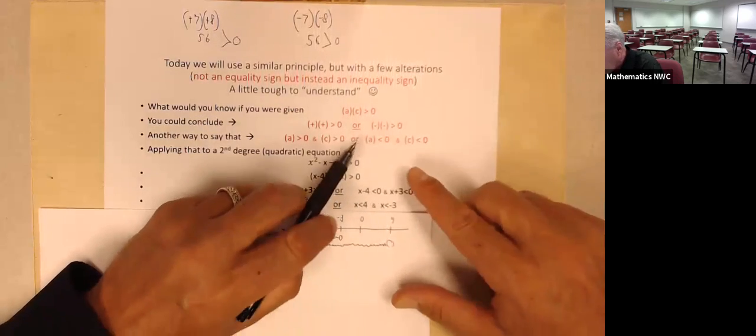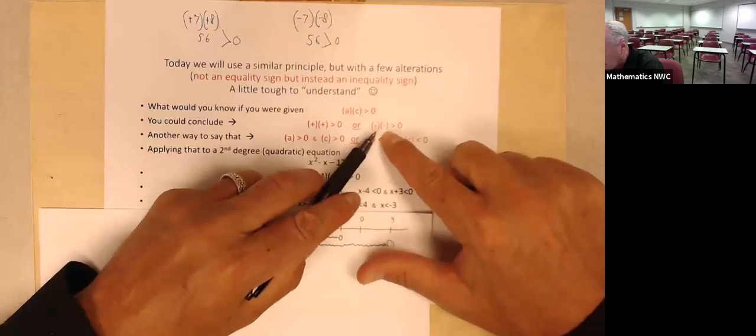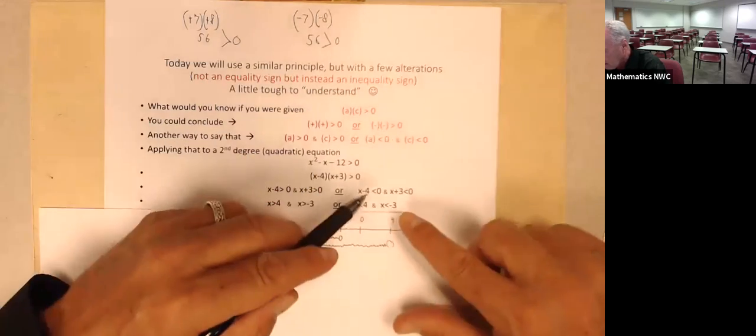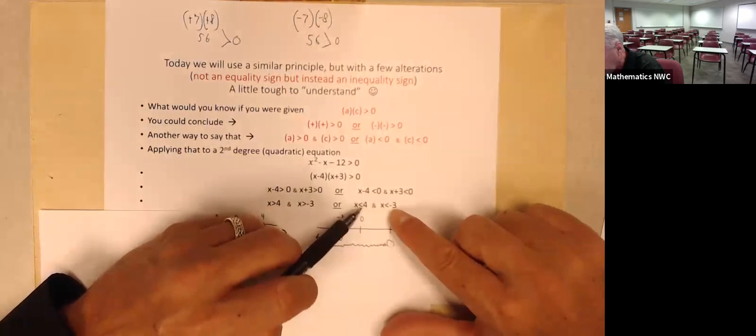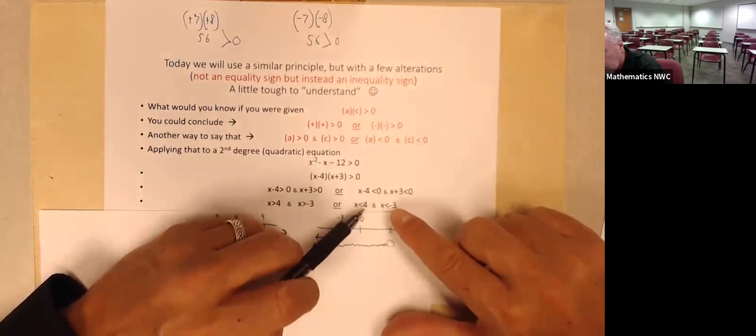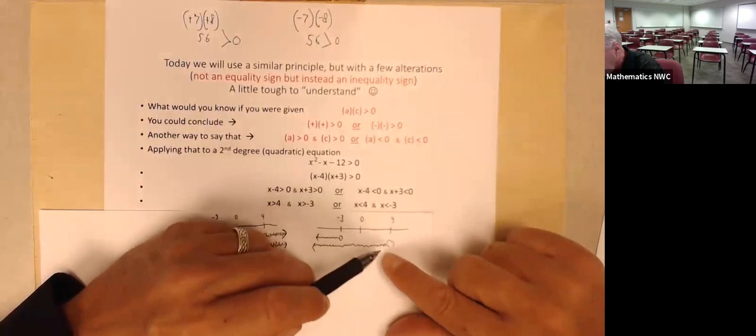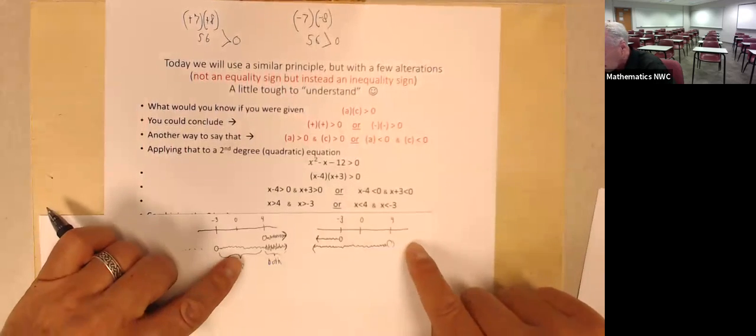They have to both be negative at the same time to get a positive number. Means both of these have to be true. I need the numbers in both. I'm going to say that again. I need the numbers in both of those. These numbers over here aren't in either one.